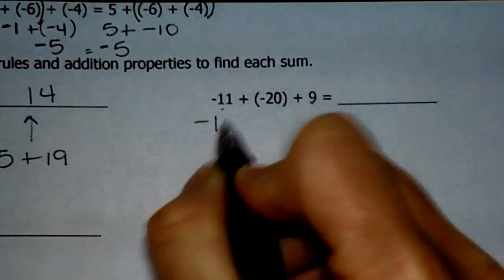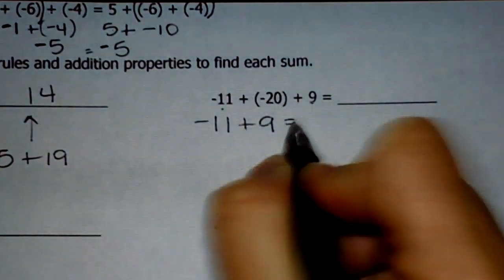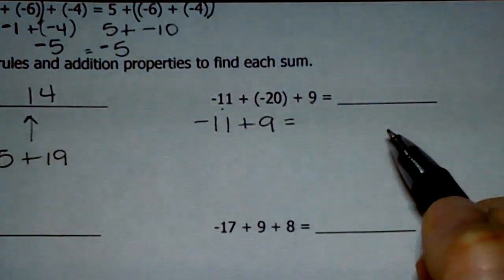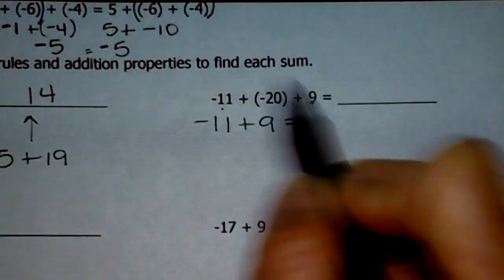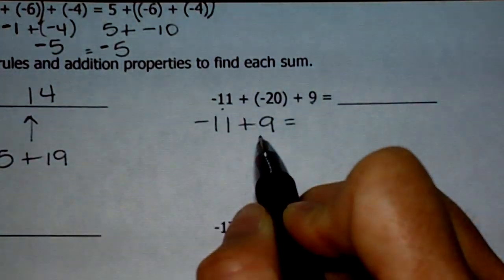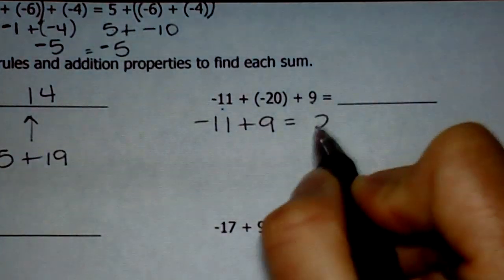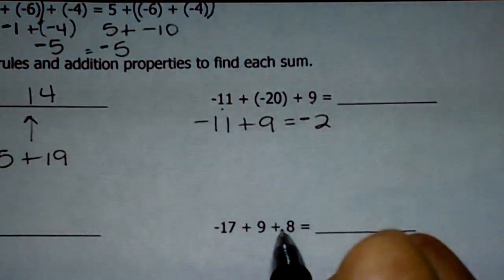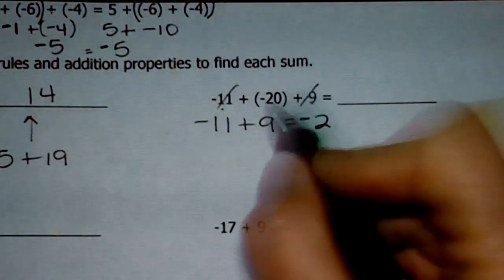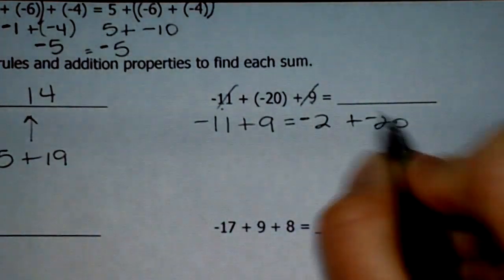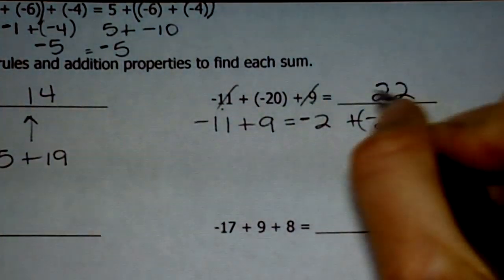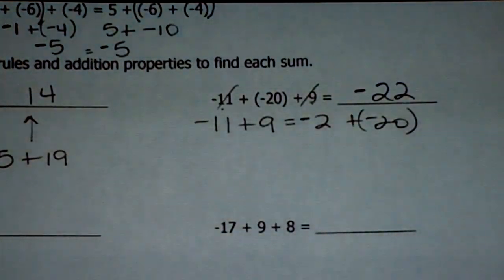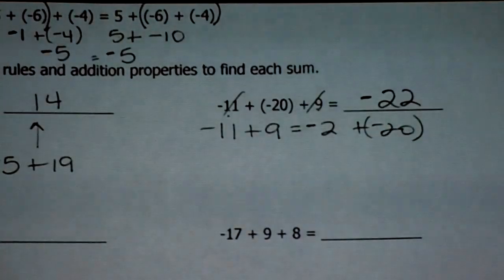With this one, personally, I'd want to add the negative 11 and the 9 first. So I would take negative 11 plus 9, because I can do that. It's addition. I can add in whatever order I want. I just used the commutative property because I changed the order. A negative 11 plus a positive 9, subtract the digits, take the sign of the greater, is negative 2. So we're done with those. I still have to add my negative 20. When you add two of the same signs, we add normally, and we keep the sign. So negative 22 should be your answer.